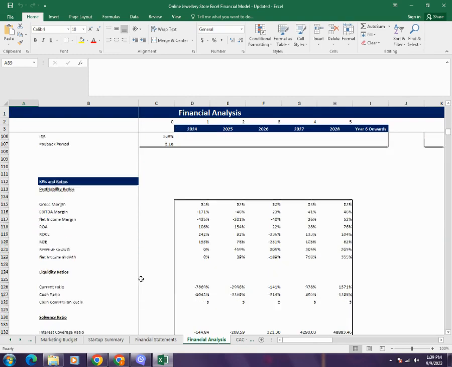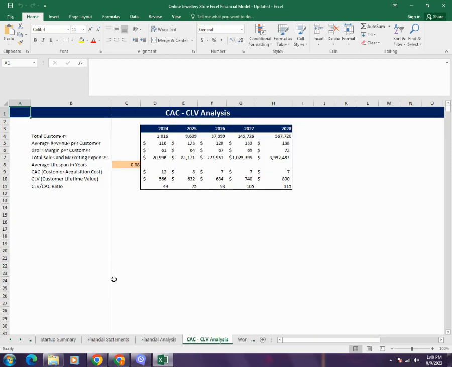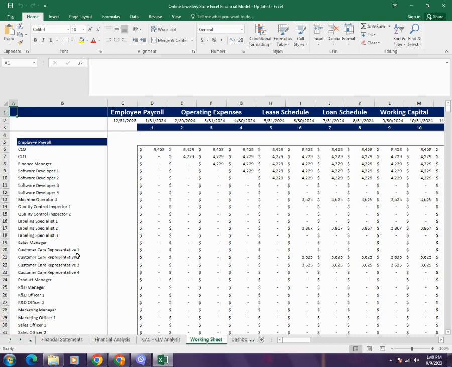Then comes the KPIs and ratios. The KPIs and ratios highlight all the financial ratios which are mandatory for making financial decisions. Then comes the CLV analysis sheet. This gives you the customer acquisition cost and customer lifetime value for the company, as well as the CLV over CAC ratio.